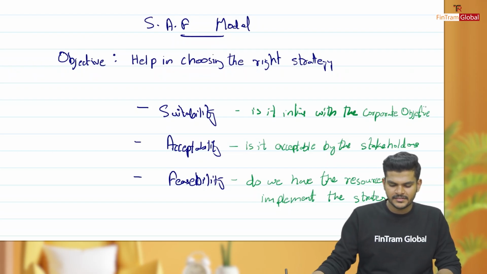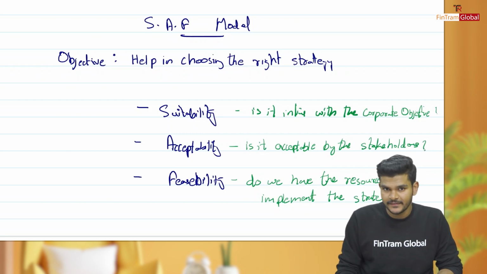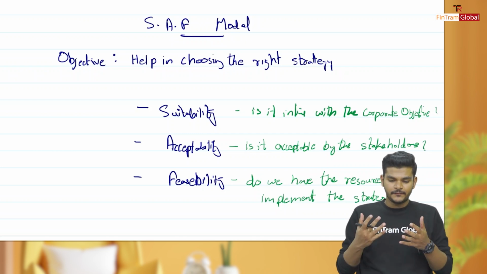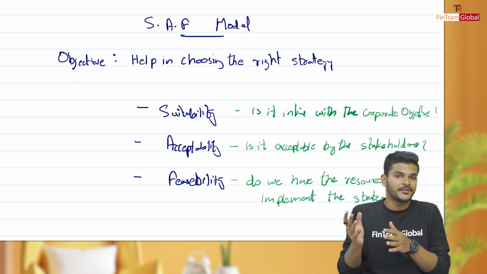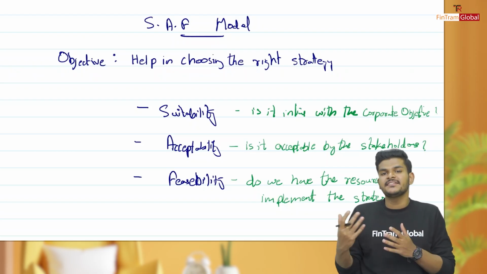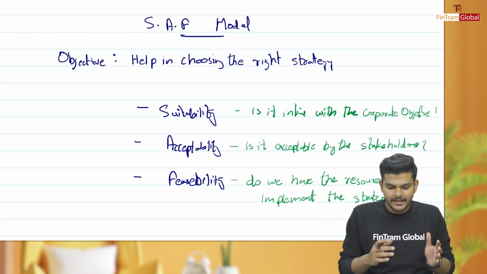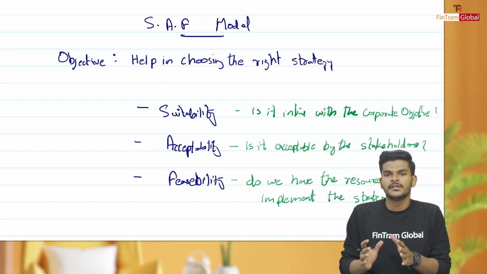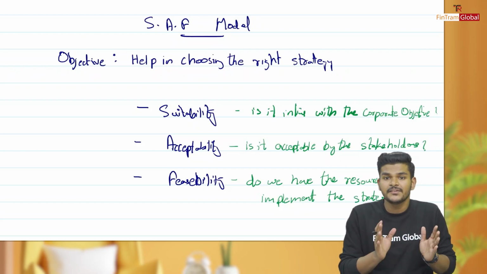So these are the questions that you need to ask yourself if you are implementing the SAF model in the exam. Okay, folks. So is it, first of all, in line with our corporate objective? That's what suitability is all about, right? And is it acceptable by the stakeholders? That's what acceptability is. And then do we have the resources to implement that particular strategy? That's what feasibility looks at.